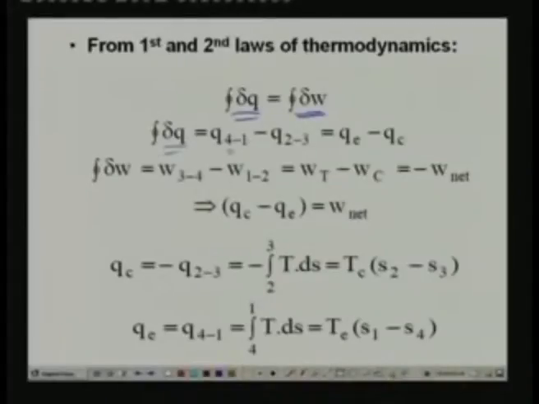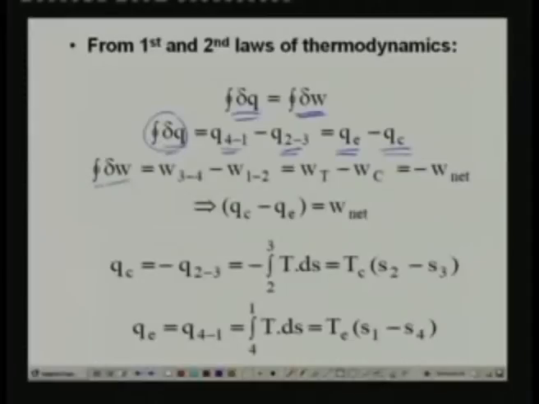Heat transfer takes place during process 4 to 1, and this is positive because heat is added to the system, and heat transfer also takes place during process 2 to 3, and this is negative because during this process heat is rejected from the system. So, cyclic integral of dou Q is nothing but Q4-1 minus Q2-3, and Q4-1 is nothing but the useful refrigeration effect QE, and Q2-3 is nothing but the heat rejected in the condenser QC. So, cyclic integral of dou Q is nothing but QE minus QC.